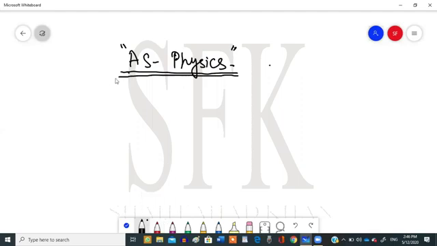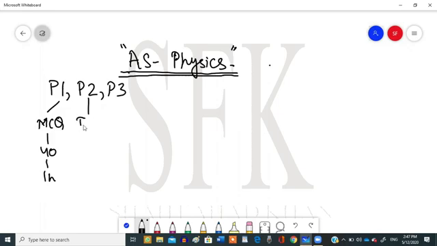So AS Physics. Okay, a bit of an intro. In AS Physics, you have three papers: P1, P2, and P3. P1 is MCQ based, has 40 MCQs, 1 hour. P2 is theory. It has short and long questions, calculation stuff. You have to show your working, etc. And this is of a greater weightage, and P3 is practical. I'm assuming you guys know what this is.